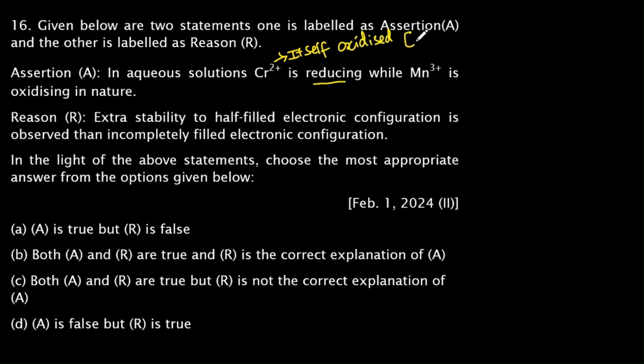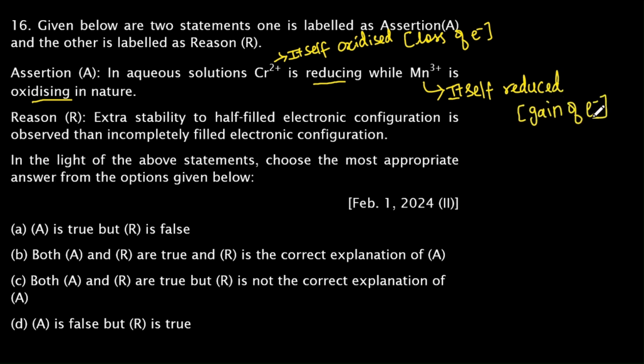So what is oxidation? Loss of electrons. So itself it loses electron. Then the other part of the assertion is while Mn3+ is oxidizing in nature. So Mn3+ oxidizing means it is acting as an oxidizing agent, but itself it is reduced. What is reduction? Gain of electron. So this is the assertion.